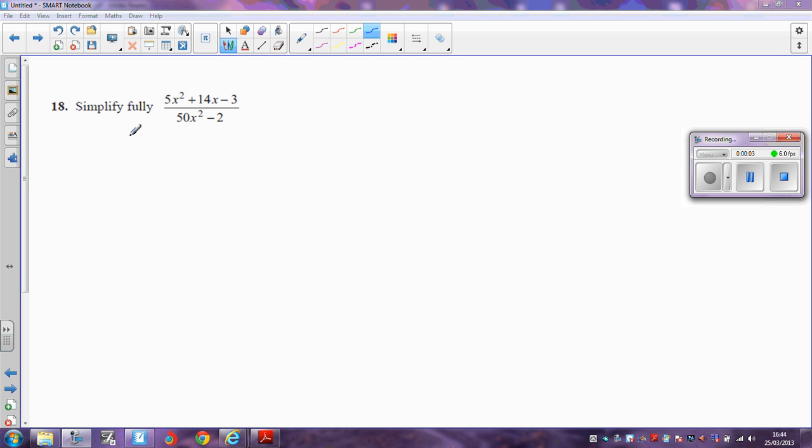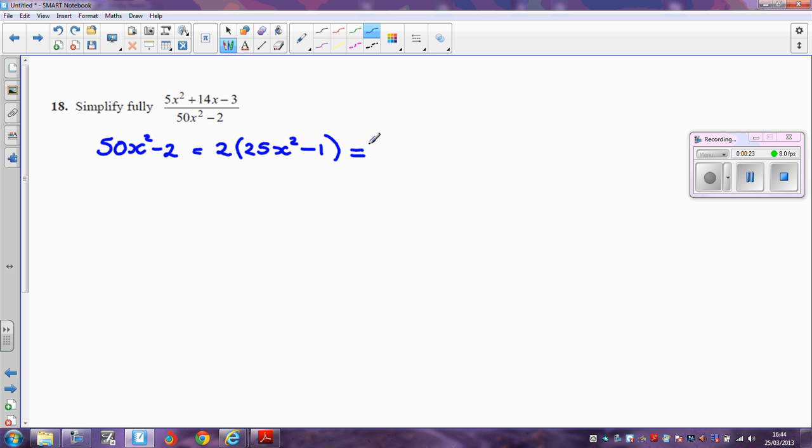Okay, in order to simplify this algebraic fraction, we need to factorise both the top and the bottom. I'm going to start with the bottom because actually that's easier. So 50x squared minus 2, we can see that there's a common factor of 2, which means that we can put in a bracket 25x squared minus 1.